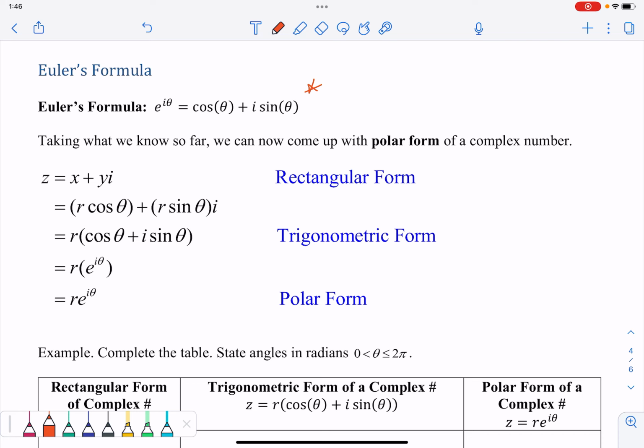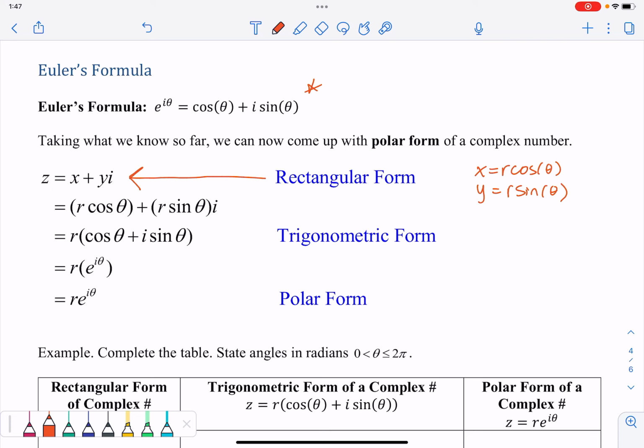So taking what we know so far, we can now come up with a polar form of a complex number. So z equals x plus yi was just our regular rectangular form. That's what we're introduced to in terms of complex numbers. And then we said, because of what we know with polar coordinates, x is our r cosine theta, and y can be thought of as our r sine theta because of the location of x plus yi as the complex number corresponding to x comma y, the point in the plane.